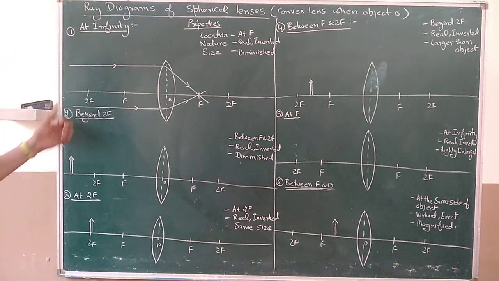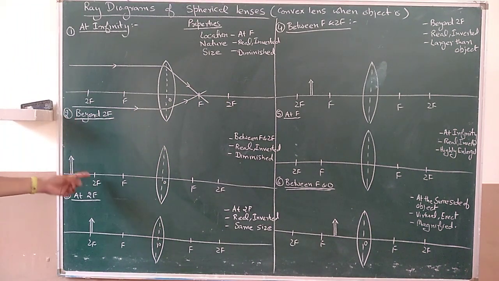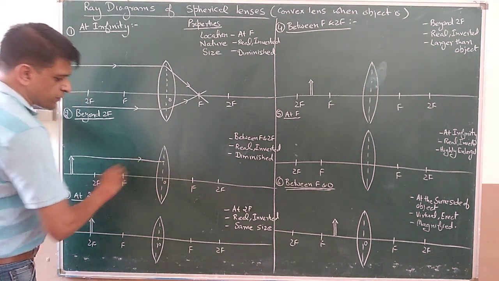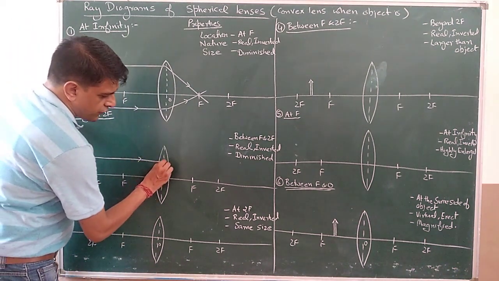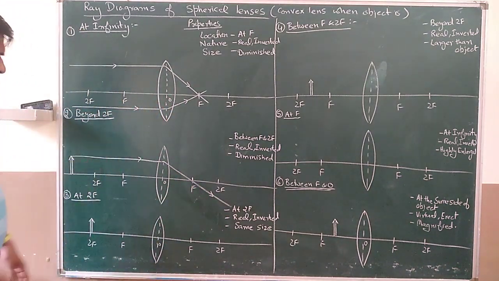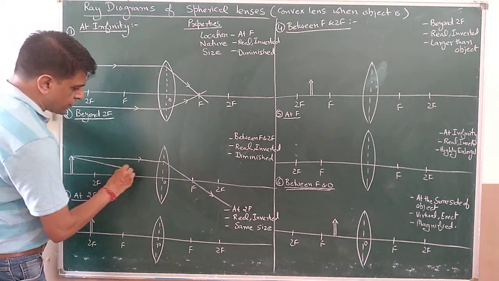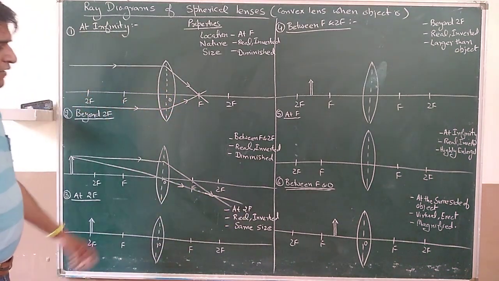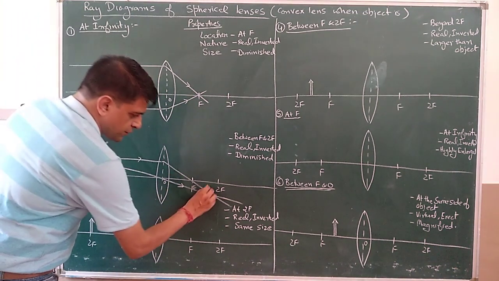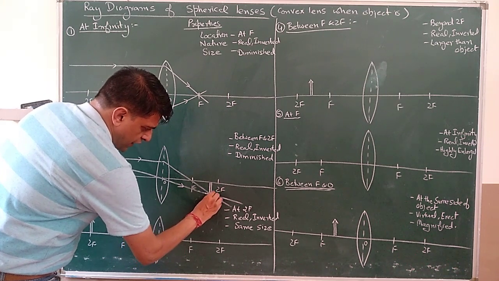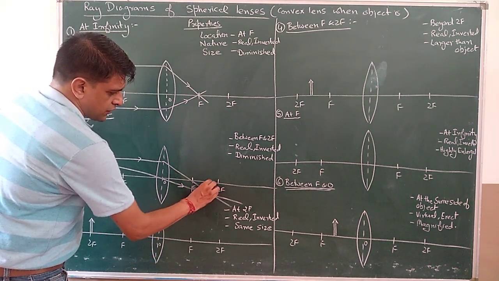Similarly, if the object is placed beyond 2F, that means it is just behind the 2F, what will happen? If we take the first light ray which is parallel to the principal axis, after refraction it will pass through the focus, and the second light ray, if it passes through the optical center, it will intersect the first light ray at a certain point. We will draw a perpendicular at the meeting point with an arrowhead, and this is the image formed.